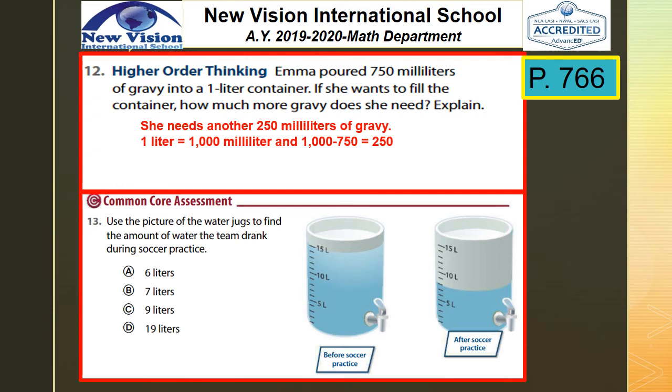And for number 13, use the picture of the water jugs to find the amount of water the team drank during soccer practice. Okay, so before soccer practice, how many liters? That's 15 liters, correct? Now look at this. After soccer practice, how many liters are left? What's your answer? That's 7 liters. Okay, so meaning to say the team drank 7 liters of water.